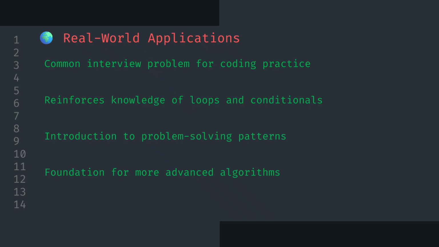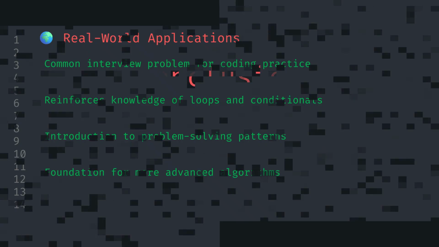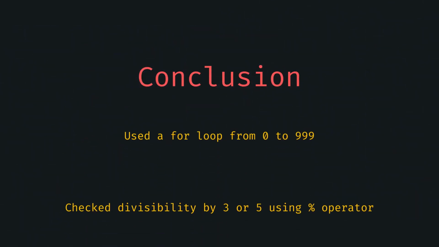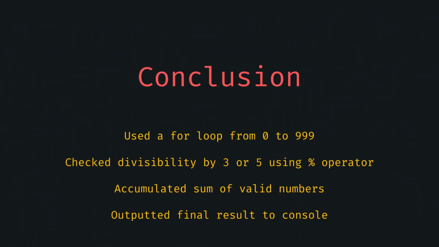Let's wrap this up with a summary of what we've learned. We've built a program that sums all numbers under 1000 divisible by 3 or 5. Using a simple for loop and an if condition, we built a concise solution. This strengthens your skills with loops and arithmetic operations.